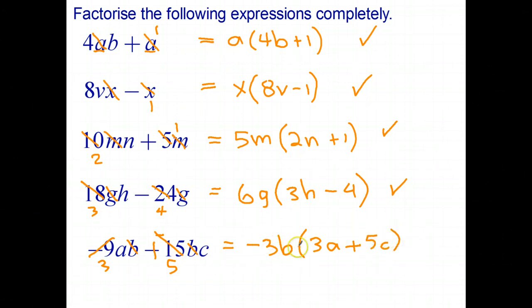Quick check, negative 3b times 3a. Negative 3 times 3 is 9, ab. Yep, negative 9ab is correct. Negative 3b times 5c is negative 15bc.